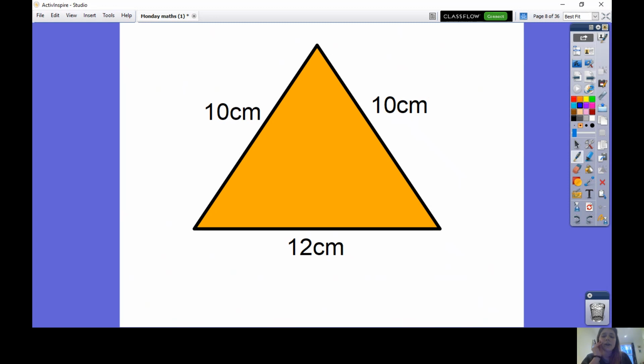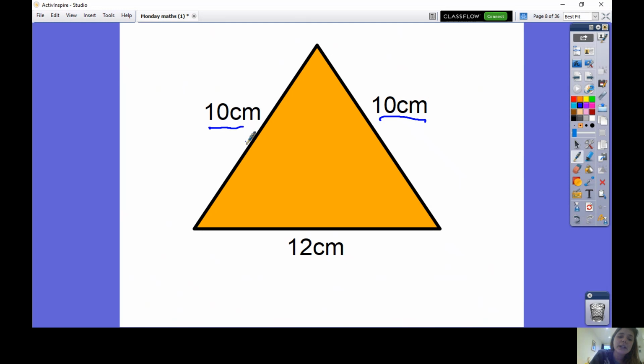So if we have a look at this triangle, based on my definitions that I gave you before, you can probably work out what kind of triangle it is. Is it an equilateral? Is it an isosceles triangle? Or is it a scalene triangle? Well done if you think it's an isosceles triangle. You can see that this side is 10 centimetres and this side is 10 centimetres, which makes them the same.